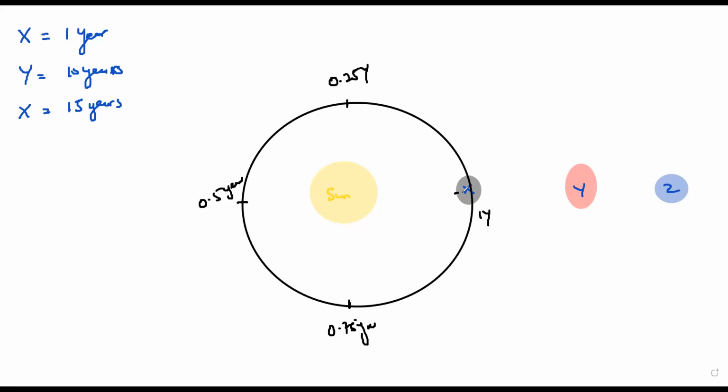For planet X, this is how the position changes throughout the year. If the question is, after half a year, what will be the position of planet X? It will be exactly on the opposite side.